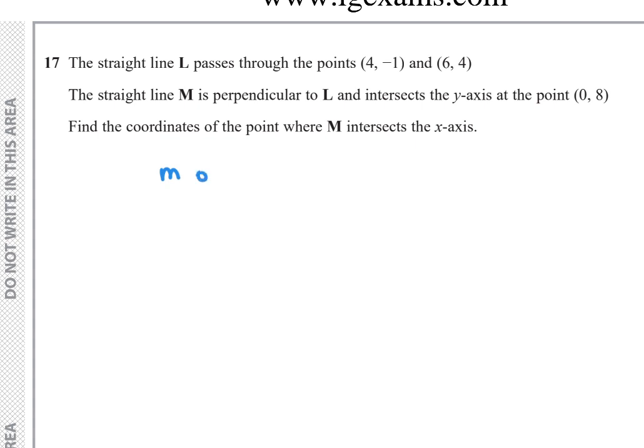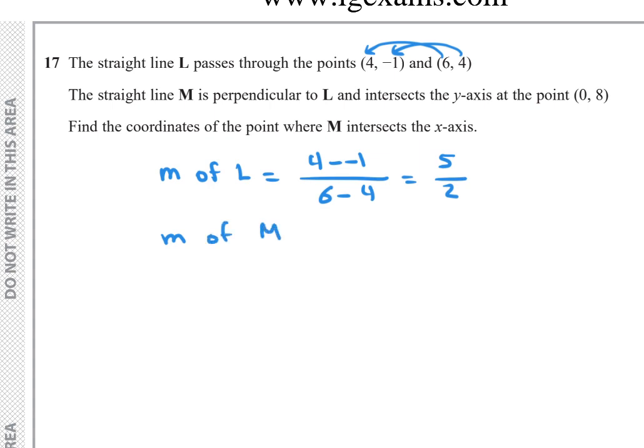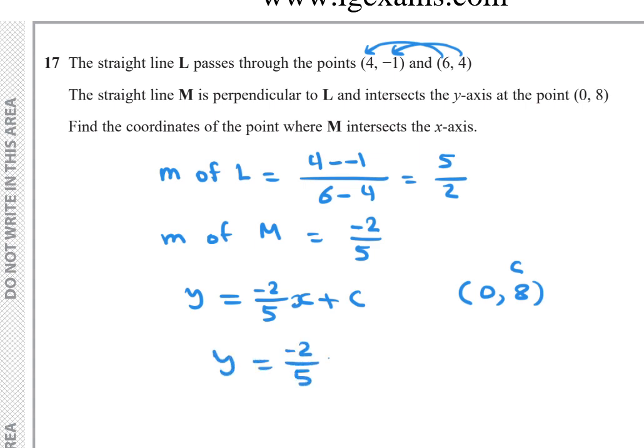The gradient of the line L equals y minus y over x minus x. So 4 minus -1 over 6 minus 4, so 5 over 2. So the gradient of the line M is the negative reciprocal, so -2 over 5. So the equation of line M, y equals -2 over 5 x plus c. The line M passes through the point (0, 8), so this is c, because when x equals 0, the y coordinate is c. So y equals -2 over 5 x plus 8.